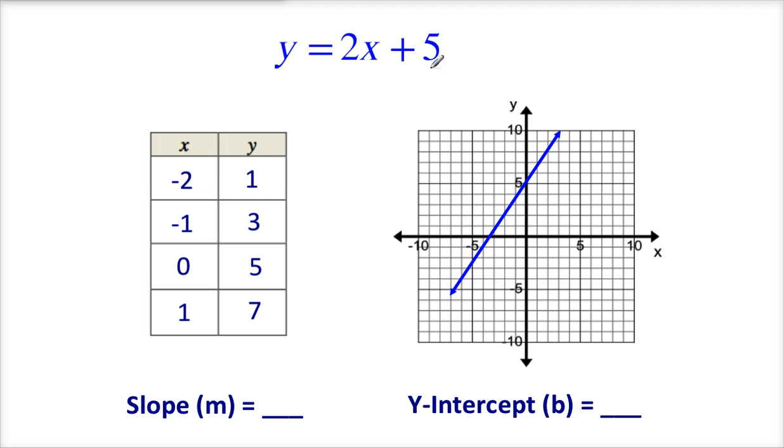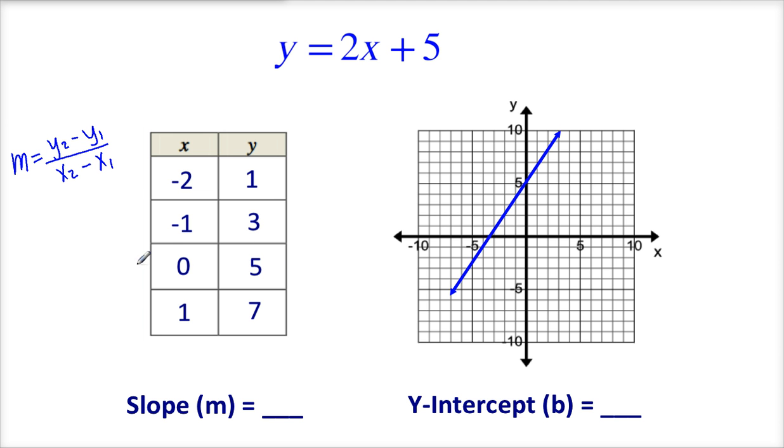Now, I have the equation of a straight line right here, and I have the table represented by this line, and I have the graph of this line. And we need to find the slope and the y-intercept from these representations. So first of all, let's find the slope of the line. Now remember, slope is represented by the variable m, and the equation is y2 minus y1 over x2 minus x1. So let's use the table to find the slope.